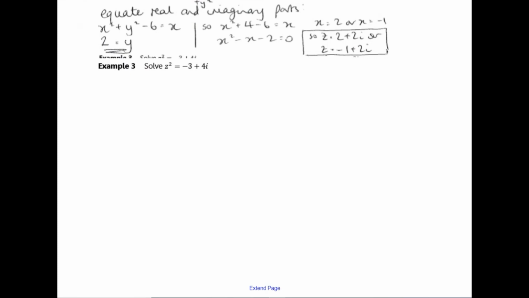Next, we're going to have a look at something which isn't strictly on the specification, but you could get asked to do. So this is asking you to solve z squared equals minus 3 plus 4i. This is equivalent to finding the square root of a complex number. Technically plus or minus. Which you can do on your calculator, but we're going to do this by hand.